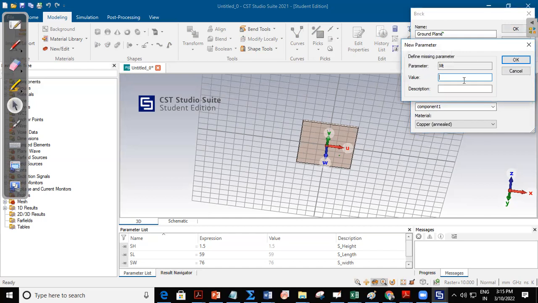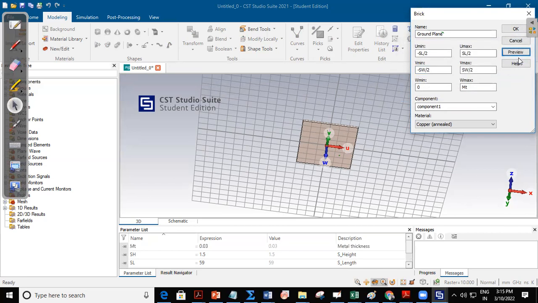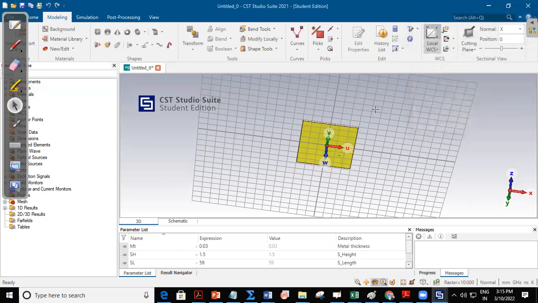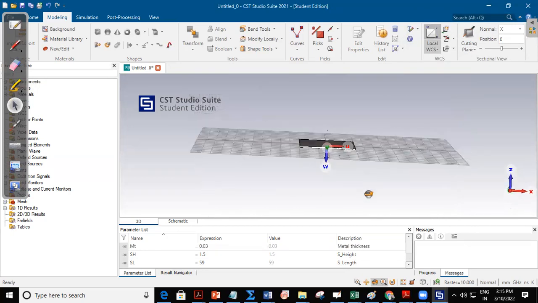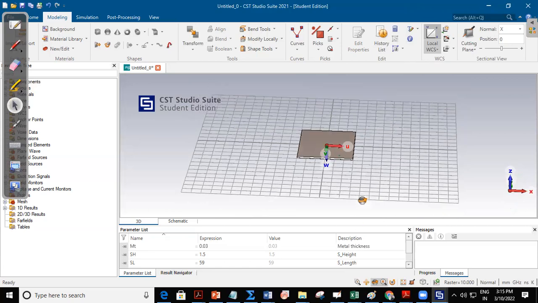Preview. It is asking for MT. What is the metal thickness? Mention here 0.03. The upside patch and the ground plane are both copper annealed metal, and the thickness will be 0.03 mm for the metal thickness. With this, if I press OK, you can see the ground plane appear, a yellow color shape showing the copper film here, and the upside is with dielectric material.